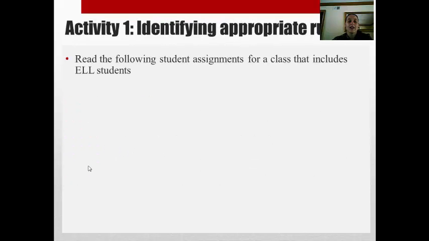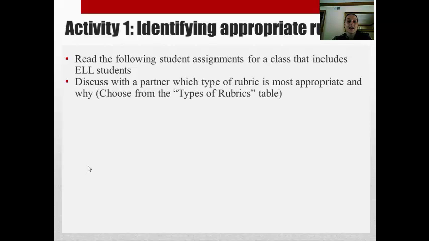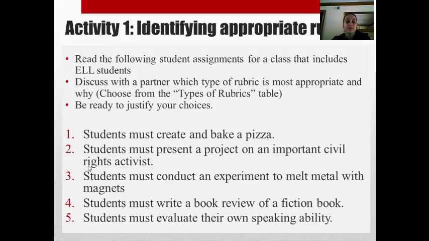So what I'd like you to do is identify the appropriate rubrics. Okay, this is activity 1, which you can find in your unit where you're watching this video. So I'd like you to read the following student assignments for a class that includes ELL students. Okay, discuss, ideally with a partner, but hopefully you can do this on your own, which type of rubric is most appropriate and why, and be ready to justify your choices.